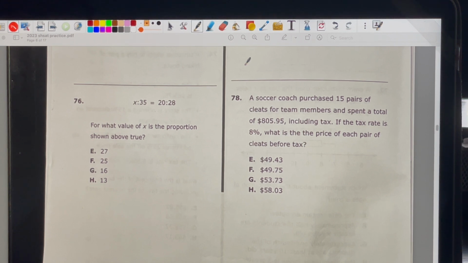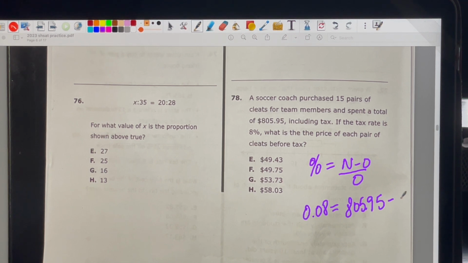You can do percent of change, new minus original over original. The tax rate was 8%, which we're going to write as 0.08. So the new price was $805.95. Old price, and I'm going to change the O to an X. That's what we want to find out. Okay, so I'm going to do it two ways.